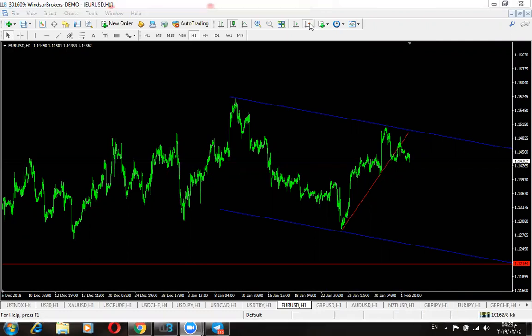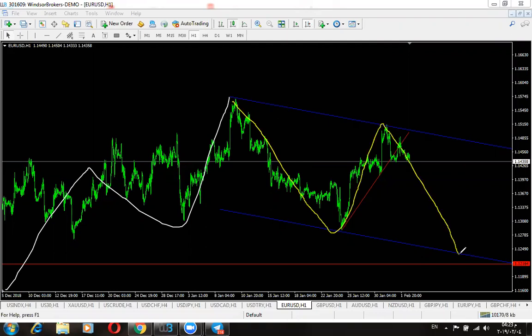We have this leg to the upside, A, B, C. Then we have a corrective leg. This is A, B, C to the downside before the huge movement to the upper side regarding the euro. Same dollar index, but in opposite direction.